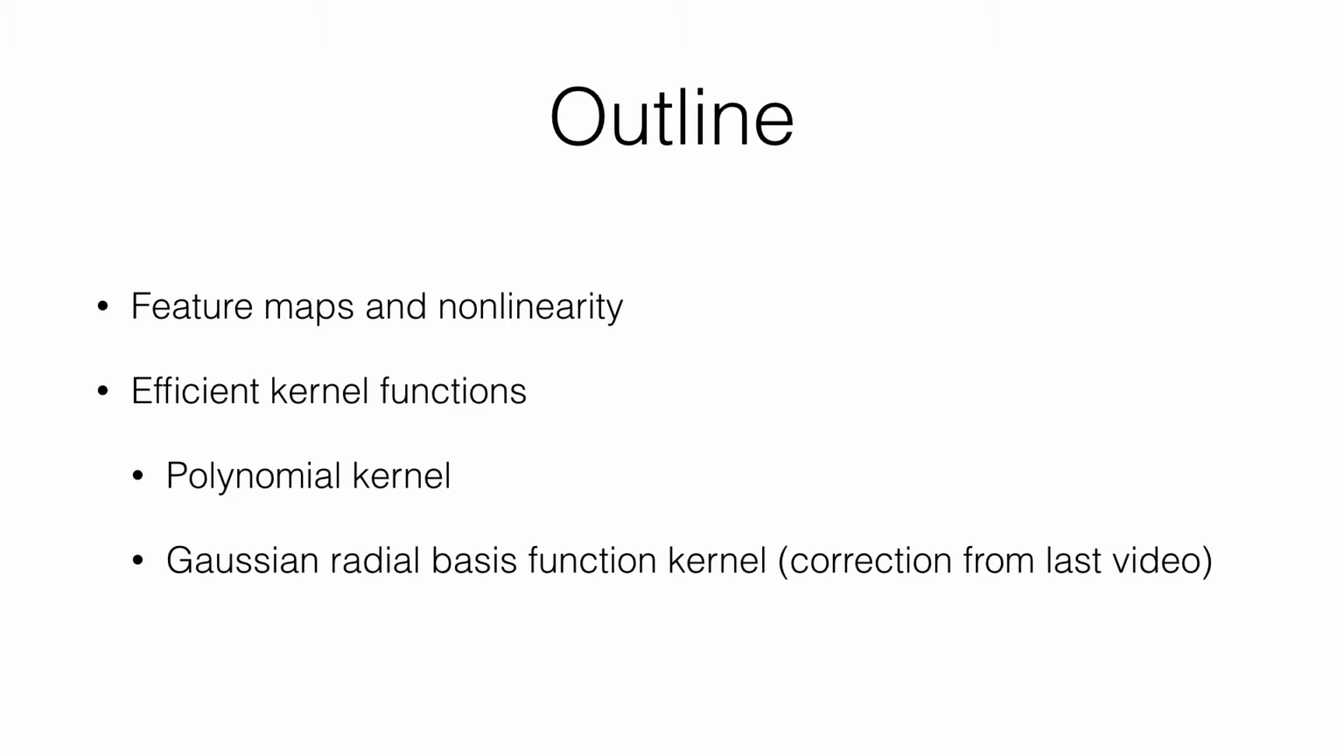And then in that discussion, I'll correct a mistake I made in the last video where I described the feature space that the Gaussian RBF kernel maps to. What I described is incorrect, and I'll show you exactly why it's incorrect and what the correct mapping is.